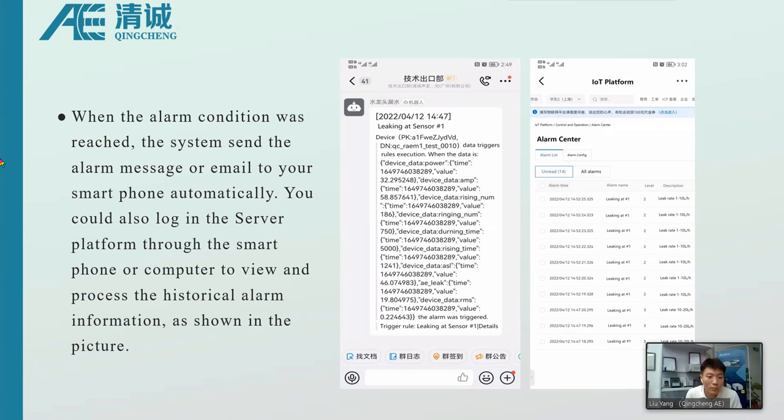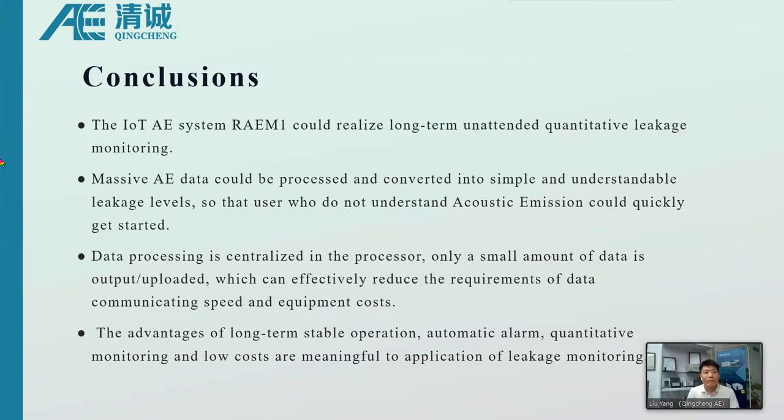So we get some conclusions here. The Internet of Things AE system, or AEM1, could realize long-term unattended quantitative leakage monitoring. And massive AE data could be processed and converted into simple and understandable leakage levels so that users who do not understand acoustic emission could quickly get started.